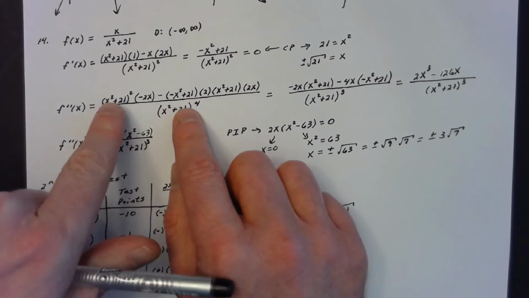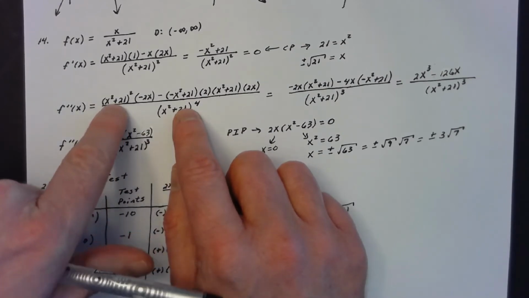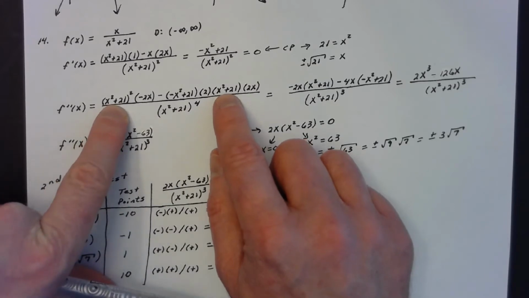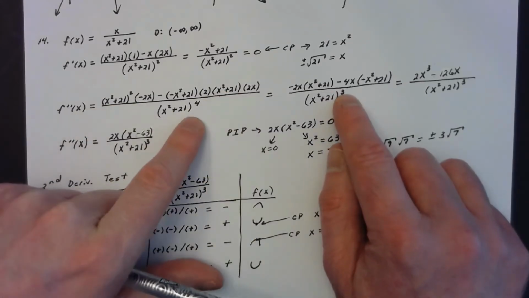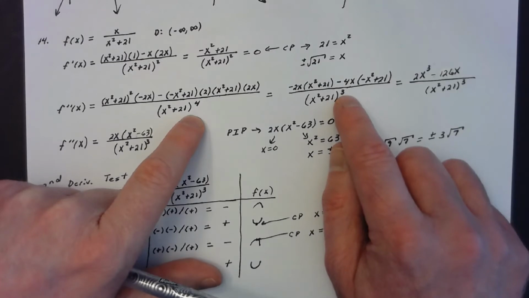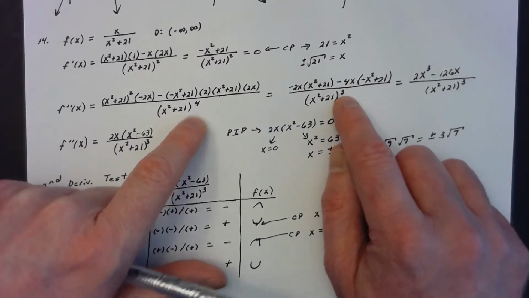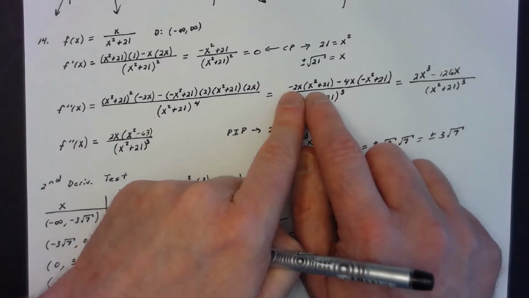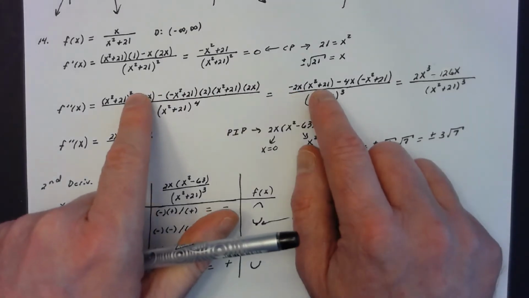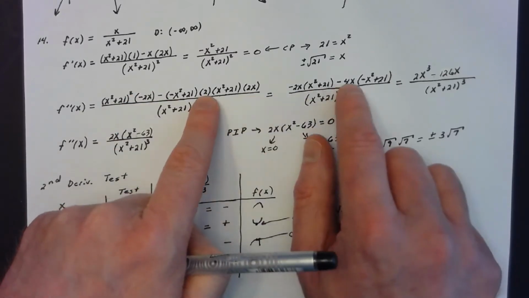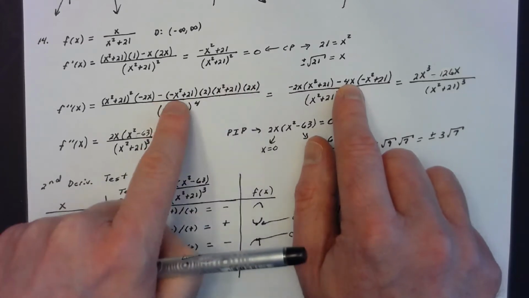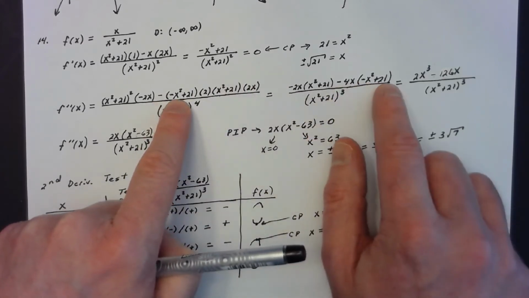I'm thinking, well, please notice in your numerator you have an x squared plus 21 here, an x squared plus 21 here. You could factor out one power of x squared plus 21 and cancel it with one of the powers of x squared plus 21 in the denominator. That's why I just have x squared plus 21 cubed in the denominator now in this step. My numerator is going to be negative 2x times x squared plus 21 to the first power. And then I would have minus, I said 2 times 2x is 4x.